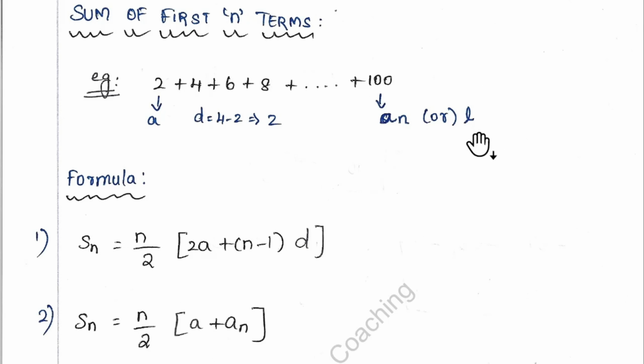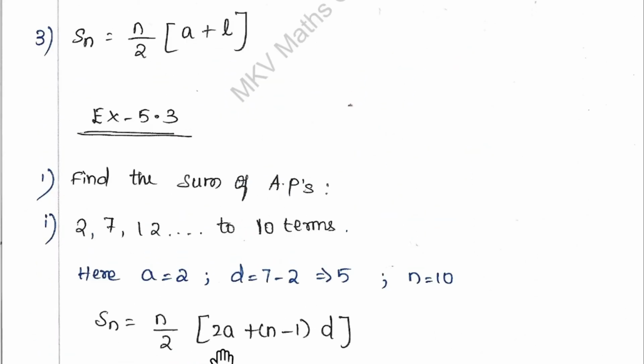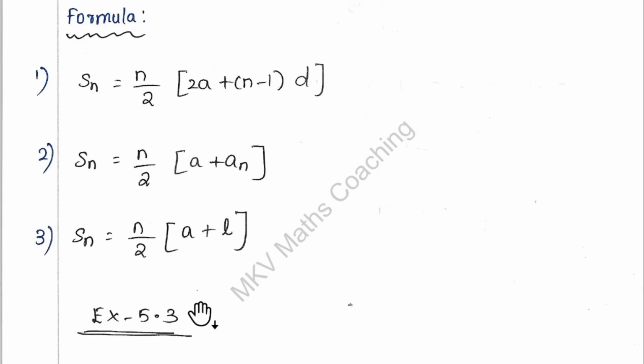In some questions they give the value of an directly or the value of L directly. In that case you can use these two formulas so that you end up with the answers very quickly in two steps. If there is no data on an or L, you can go with the big formula. I want you to write these three formulas in your side column in your practice note, and write down the fourth formula as an equal to a plus n minus 1 into d.